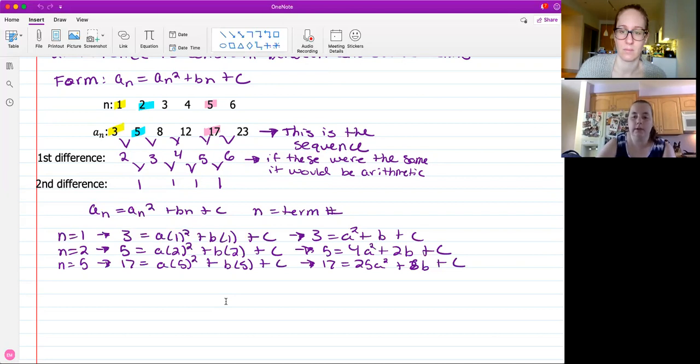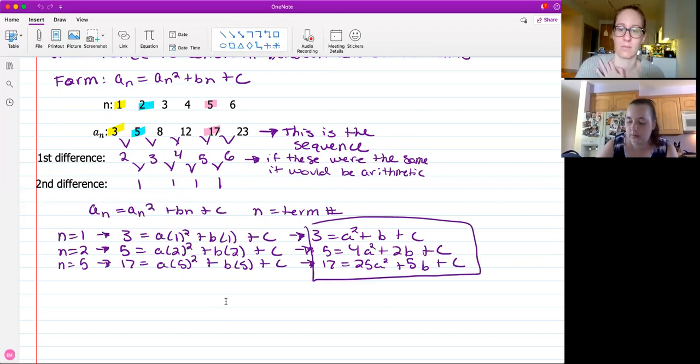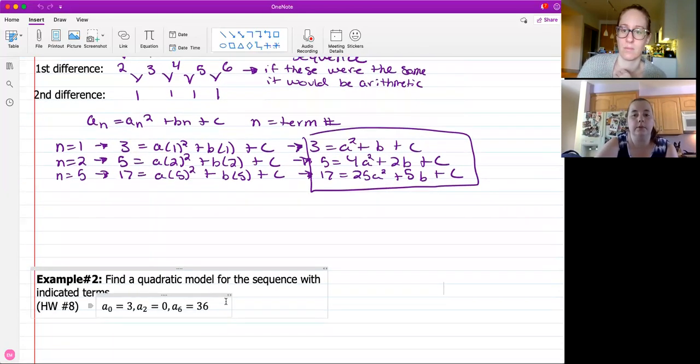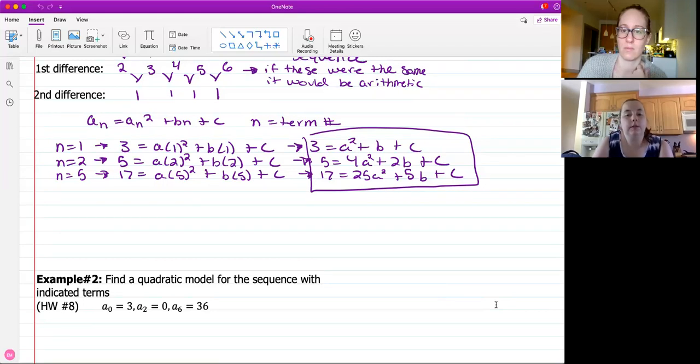Okay, so here's where matrices are applied to this. So we need to solve this system of equations over here. We have 3 equations and 3 unknown variables. We have a, b, and c. They're all unknown. You don't know what they are. So we need to go through and solve that system of equations. And that's where what we did yesterday comes in. So we are going to do our system of equations.